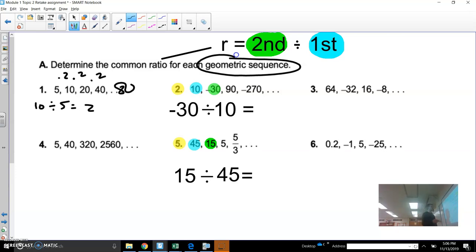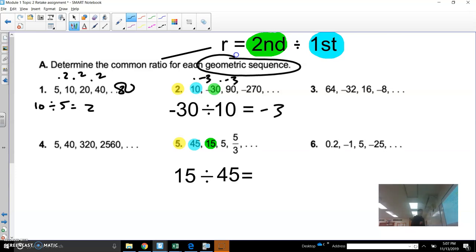Negative 30, that second number, divided by that first number. This one's multiplying by -3. That's that common ratio. We use the word ratio with this because ratio has to do with multiplication and division. We're basically multiplying every value by -3 to get the next number.